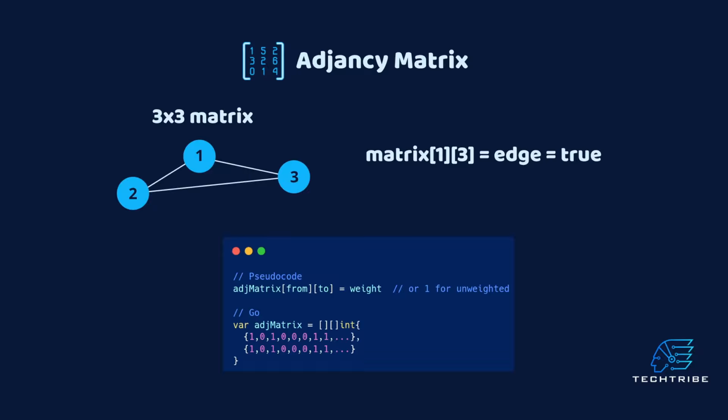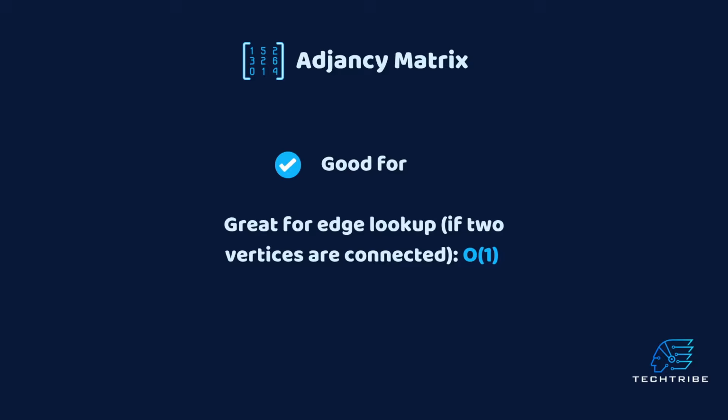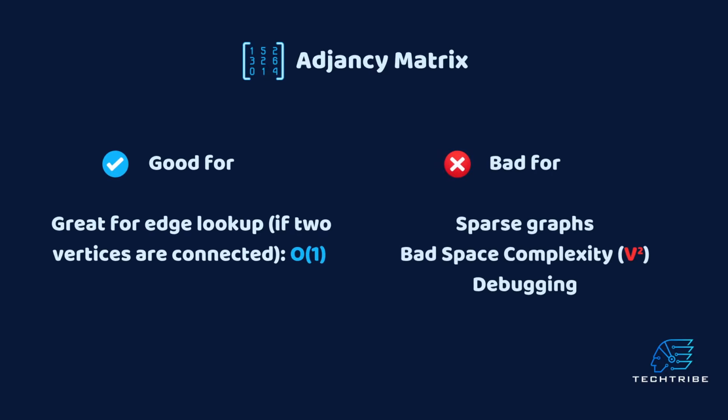This approach might be great for edge lookups: checking if two vertices are connected is O(1). However, this might not be ideal for sparse graphs. If you have 1000 vertices, let's say, and only 50 edges, you're wasting a massive amount of memory storing mostly zeros. So not the best use case for your space complexity, which is O(V²).